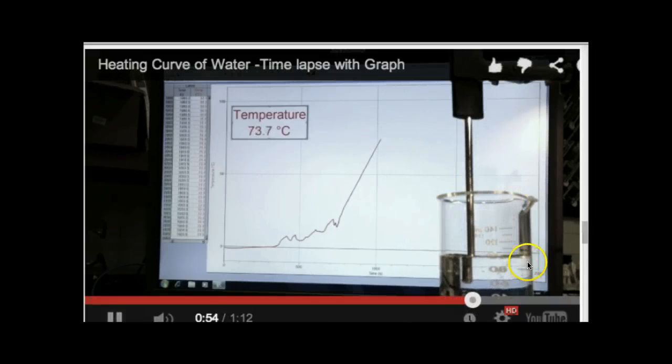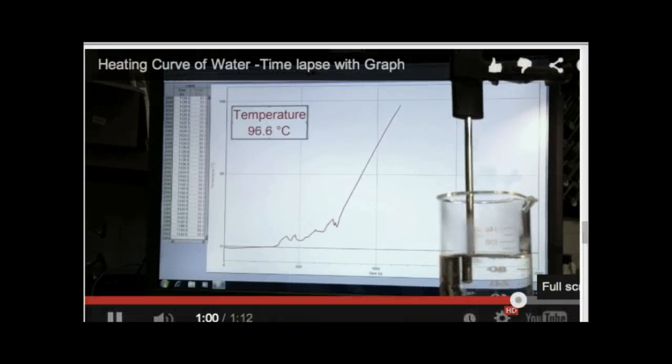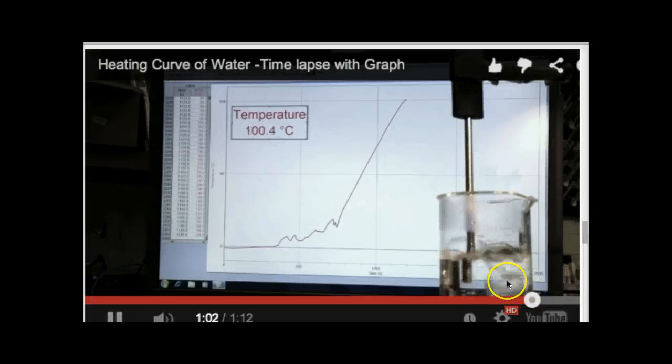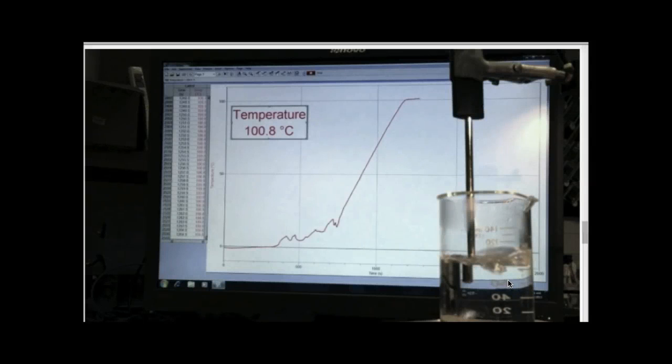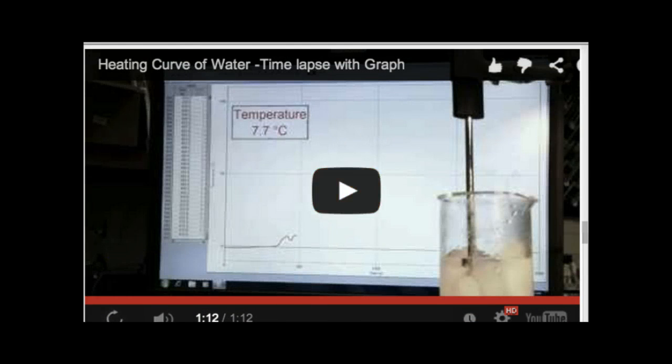Now, all of a sudden, the temperature is very quickly on the rise. Again, remind yourself that heat is continuing to be added to this system. Now, you can see that the water's starting to boil. During boiling, it started to flatten out again, meaning what was happening to that energy?